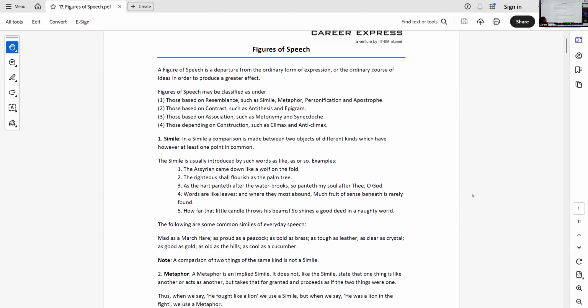What are figures of speech, and why do we study this? Who can tell me? What is figures of speech? बचपन से पढ़ते आ रहे हैं ना, है क्या?